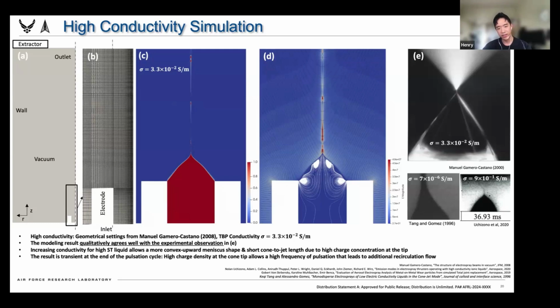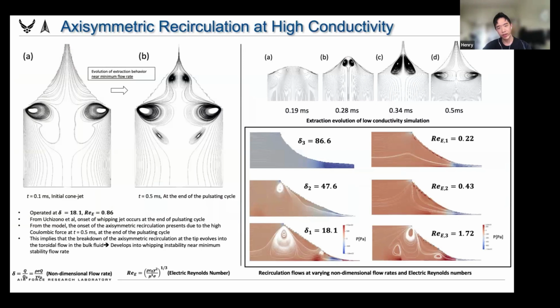So that means, if you see the upper figure at the upper right side, this is the low conductivity simulation. And you can see there's only one set of recirculation cell for the heptane in this case. But when it gets to the higher conductivity, there are additional recirculation cells.